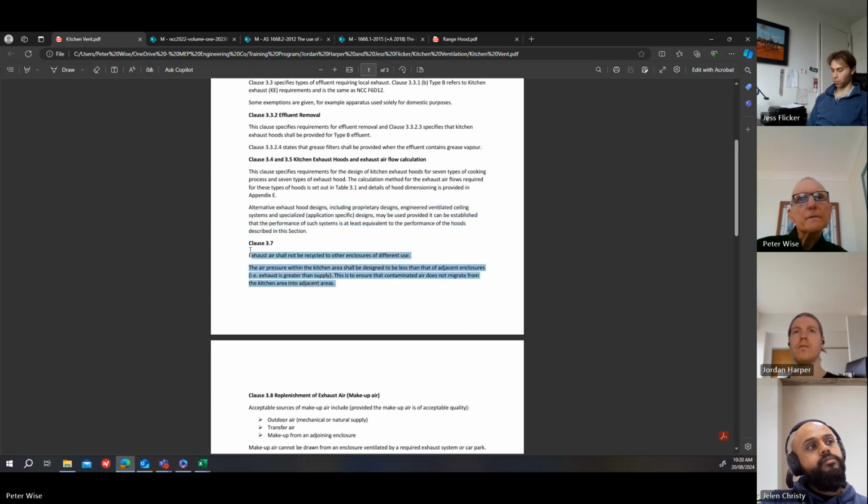Now, exhaust air, clause 3.7, shall not be recycled to other enclosures of different use. Now, this is obvious. The exhaust from a kitchen has to go outside. It doesn't get discharged into some other adjacent space.